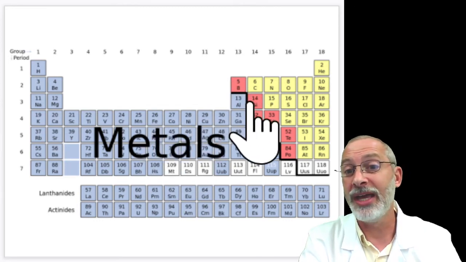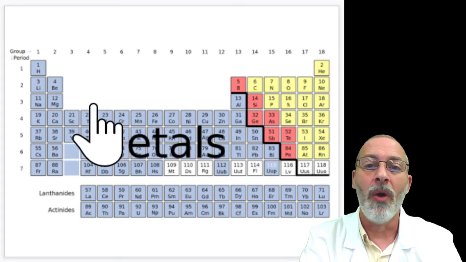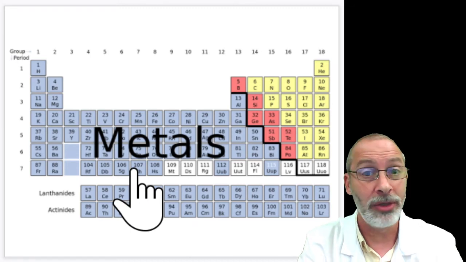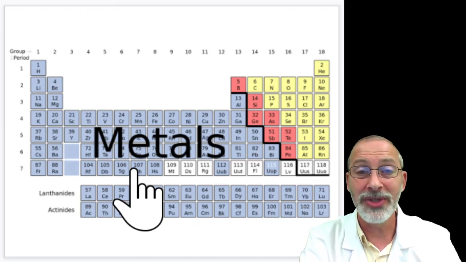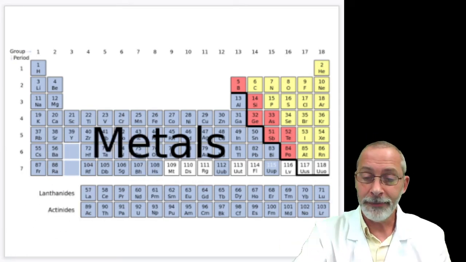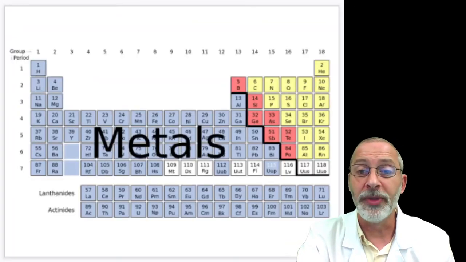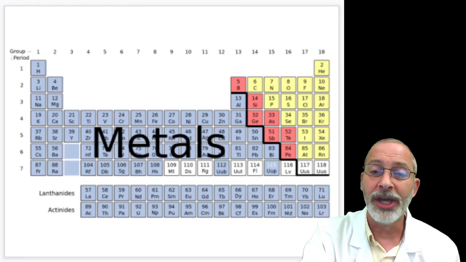We know that these are metals. And which side of the staircase are they on? The left side, all right? All of these elements here are metals. You may be familiar with some, not familiar with many others, but that's okay. They're all metals. So when writing a formula, again, you start with the symbol for the metal, which is found on the left-hand side of the periodic table.